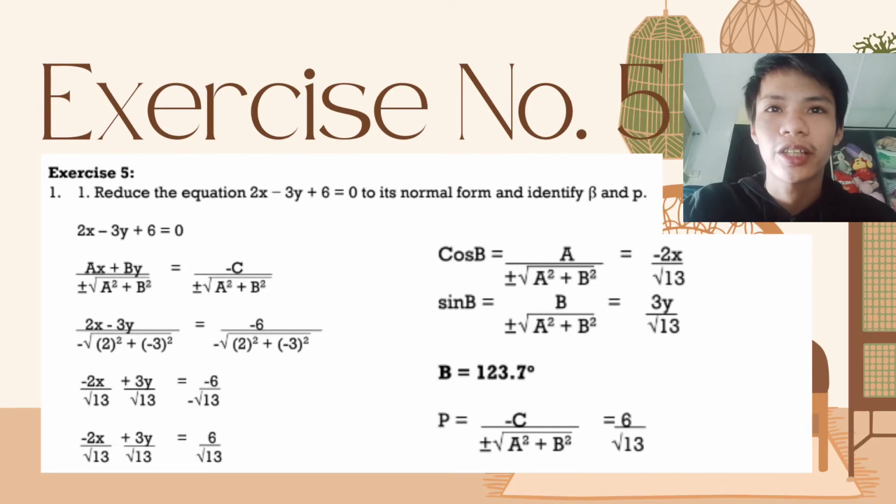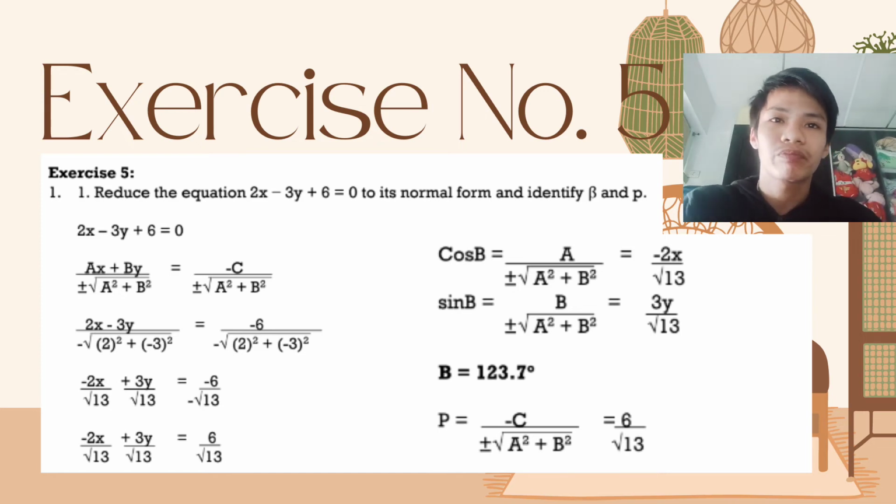So, nandito na tayo sa exercise number 5. Number 1. Reduce the equation 2x - 3y + 6 = 0 to its normal form and identify the beta and p. So, the given is 2x - 3y + 6 = 0. So, the formula that we use is (ax + by) over plus or minus the square root of a squared plus b squared is equal to negative c over plus or minus the square root of a squared plus b squared.